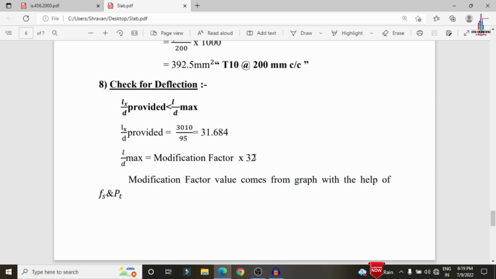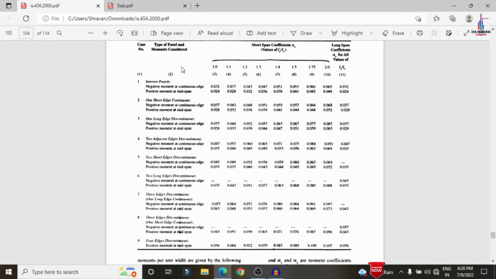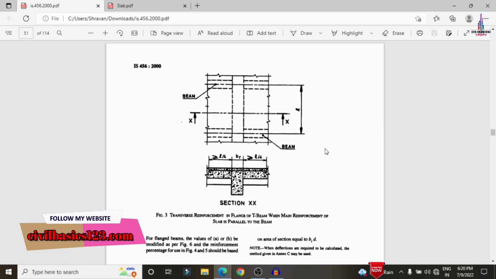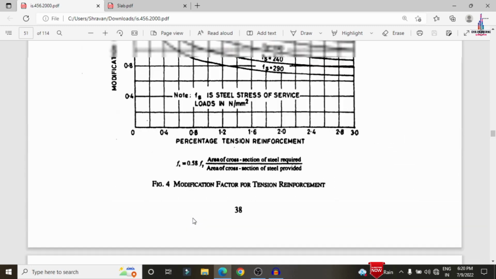The modification factor will be calculated according to the formula and the graph provided on page number 38 of the IS 456 2000 code provision. Here I am opening page number 38. Now you can see this is the graph we have to follow for calculating the modification factor. Fs equals 0.858 into Fy into area of cross section of steel required divided by area of cross section of steel provided. This is the formula. Basically we will take the modification factor from this plot.